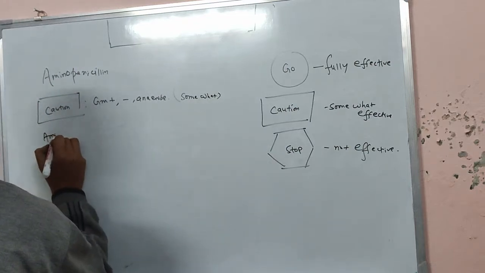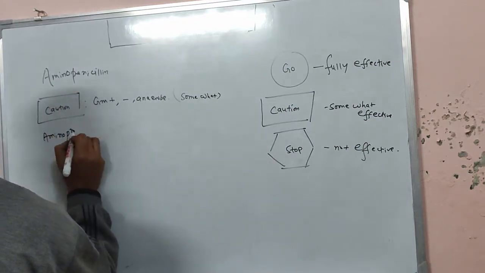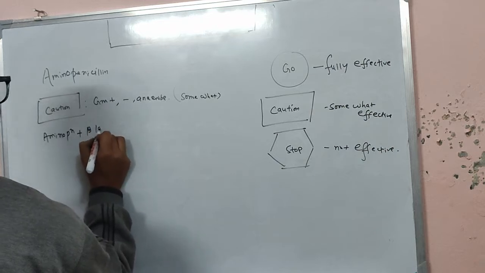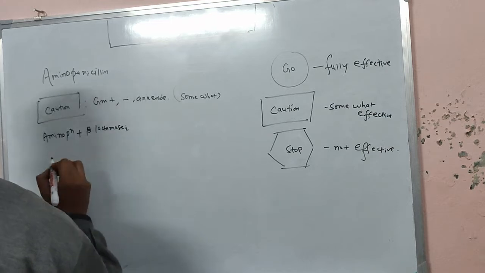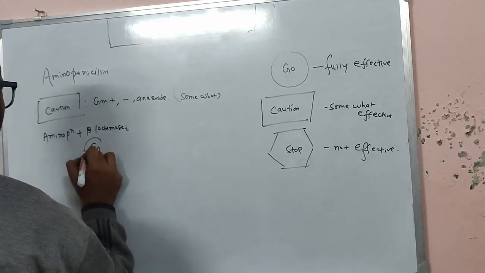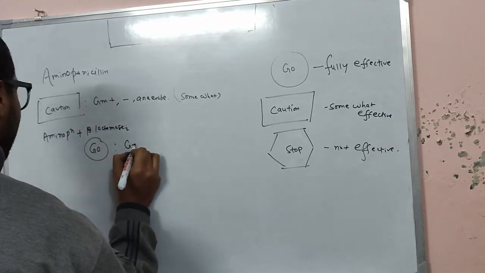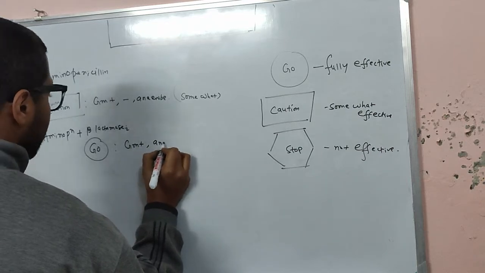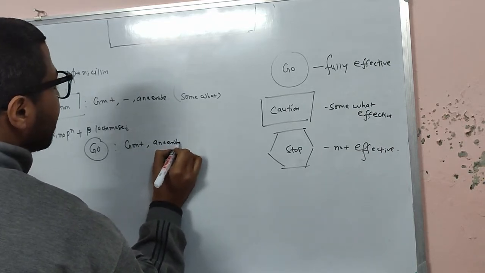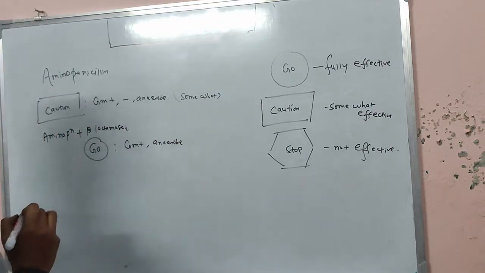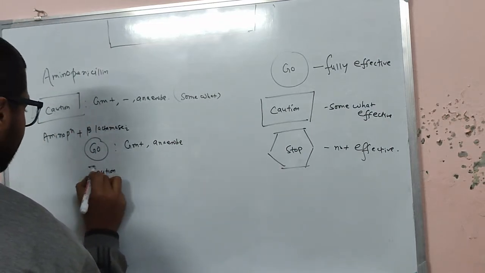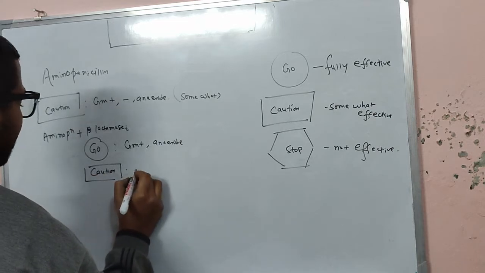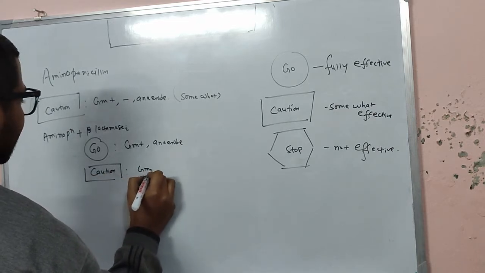And aminopenicillin plus beta-lactamase inhibitor, like amoxicillin plus clavulanic acid, ampicillin plus sulbactam: go against gram-positive and anaerobe. It means it is fully effective against gram-positive and anaerobes, but caution against gram-negative. It means somewhat effective against gram-negative.